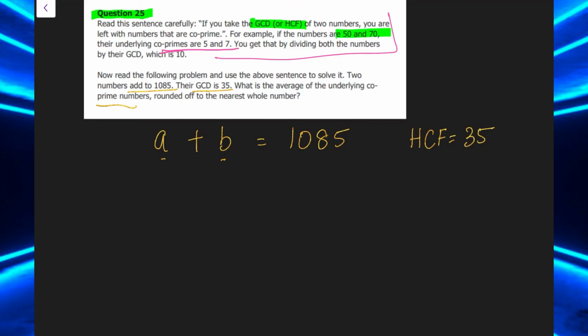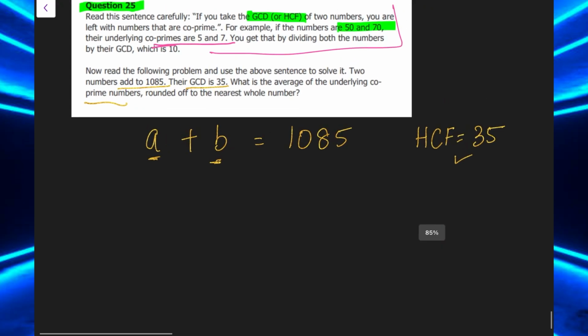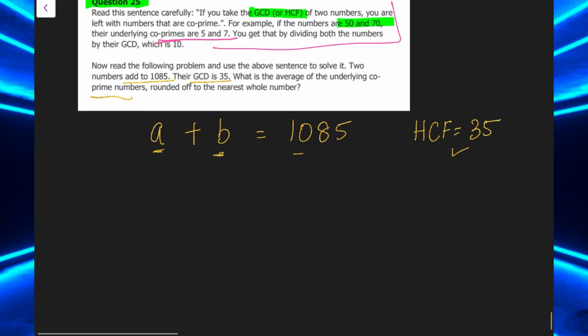What are our two numbers? Now, it is sure that if 35 is the highest common factor, A has to be a multiple of 35 and B has to be a multiple of 35, and their sum must be equal to 1085. Now, in order to proceed, counting in 35s, 1085 is not a high number, and we can actually write down all the multiples of 35 and proceed from there.